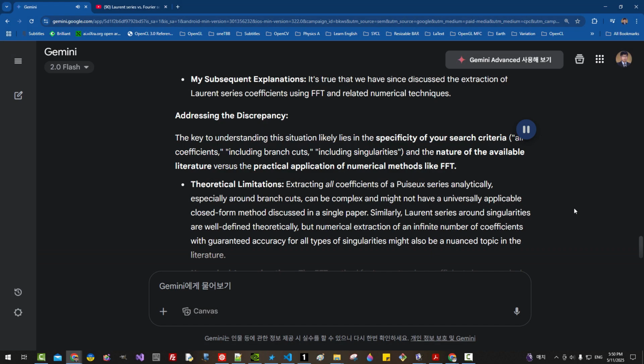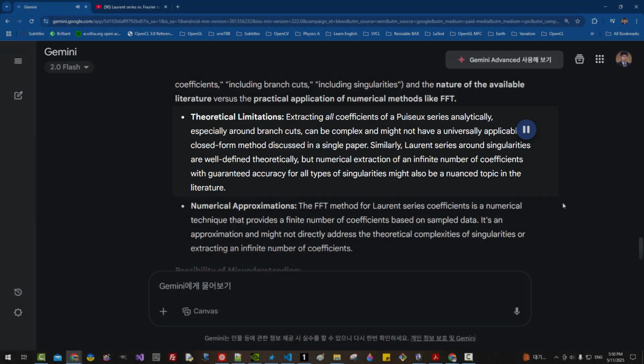Addressing the discrepancy. The key to understanding this situation likely lies in the specificity of your search criteria: all coefficients, including branch cuts, including singularities, and the nature of the available literature versus the practical application of numerical methods like FFT. Theoretical limitations: extracting all coefficients of a Puiseux series analytically, especially around branch cuts, can be complex and might not have a universally applicable closed-form method discussed in a single paper. Similarly, Laurent series around singularities are well defined theoretically, but numerical extraction of an infinite number of coefficients with guaranteed accuracy for all types of singularities might also be a nuanced topic in the literature.